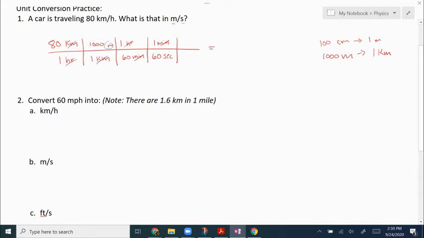The next thing, so I've done it, right? I've got meters on the top and seconds on the bottom. So I'm in meters per second now, and I just multiply across the top. That's going to give 80,000 meters over 60 times 60, which is 3,600 seconds. So that's going to give you, I believe, 22.2 meters per second as your answer.